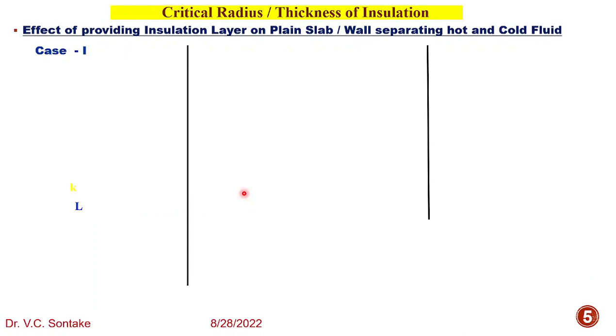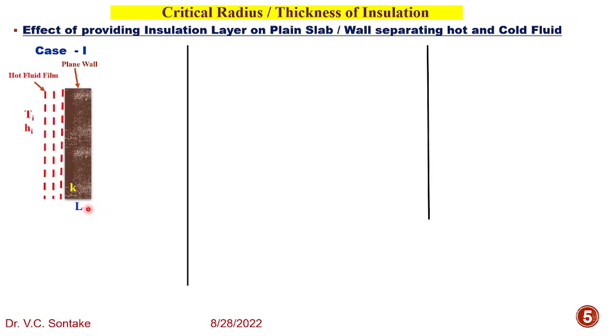So in order to understand the concept of critical radius or critical thickness of insulation, let us first explore the effect of providing insulation layer on the plain slab or wall separating hot and cold fluid. In this case, the shape of the body is in the form of plain wall or plain slab. So let us first consider case 1. The body is in the form of plain wall having thermal conductivity K and its thickness in the direction of heat transfer is capital L.